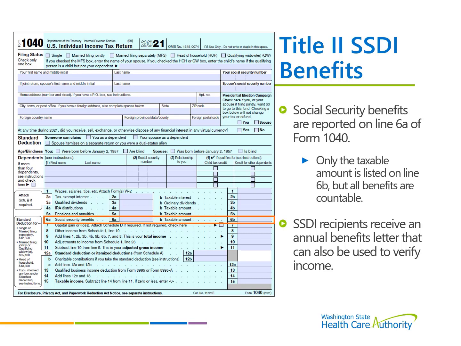Title II SSDI benefits. Social Security benefits are reported on line 6A of IRS Form 1040. Only the taxable amount is listed on line 6B, but all benefits are countable. SSDI recipients receive an annual benefits letter that can also be used to verify income.